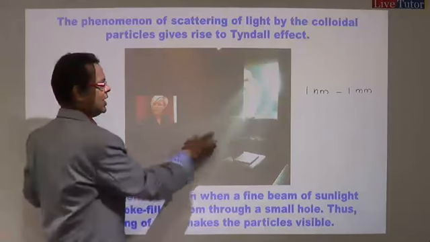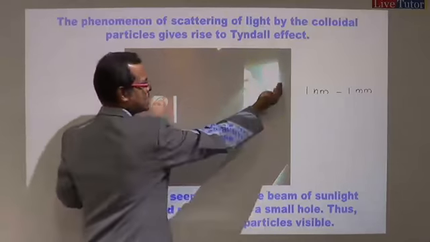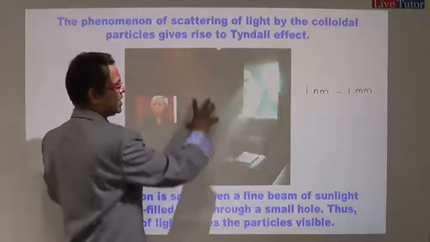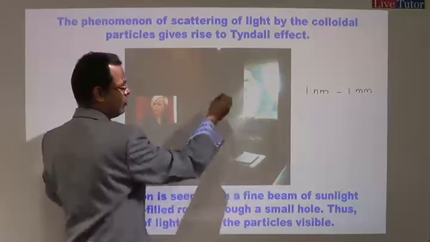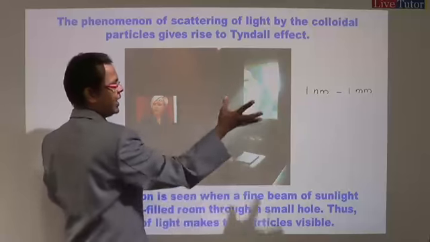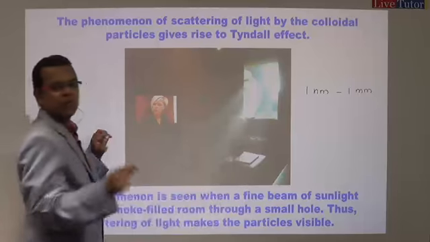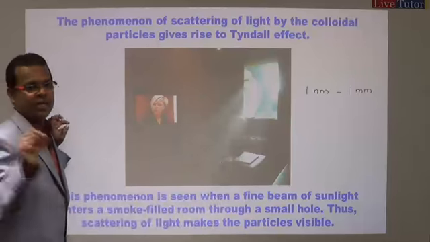Here also you can see, in a dark room, when light is entering through the window, because of the colloidal particles present in that room, the light will fall on them and be scattered in different directions so that we are able to see the path of light. Okay, this is what we say, the Tyndall effect.